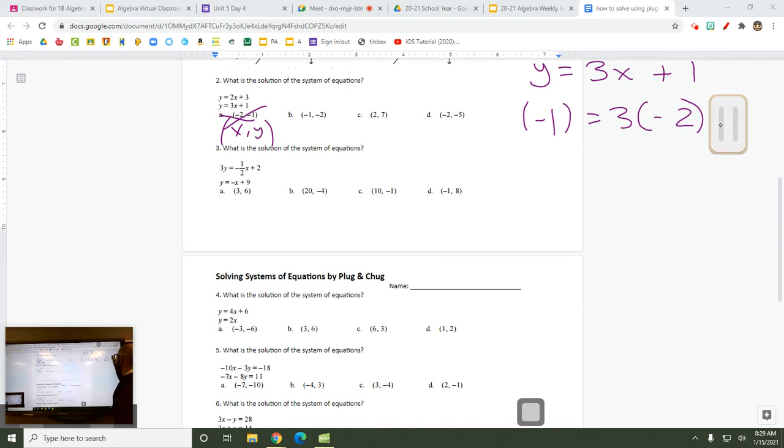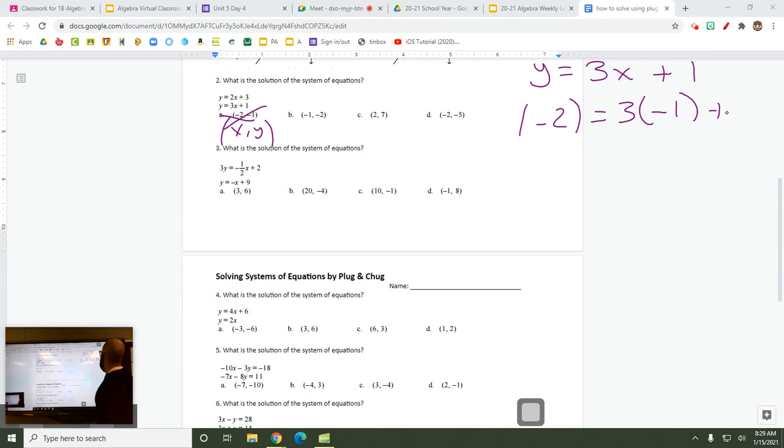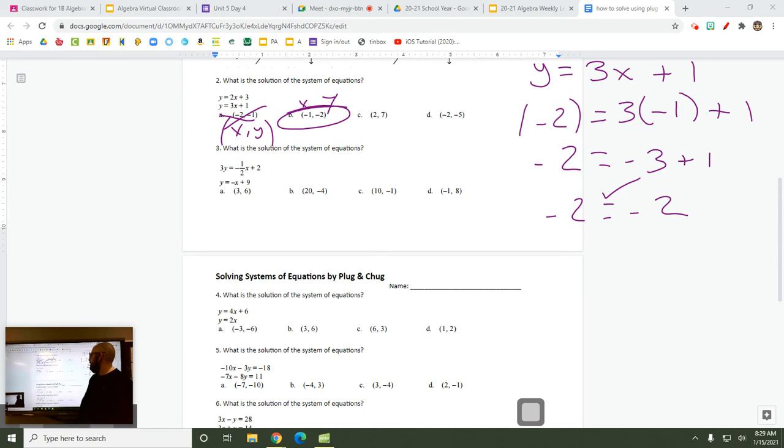All right, let's look at B. Let's sub in. Y is -2 equals 3 times -1 plus 1. So I have X and Y, and then we have -2 here. 3 times -1 is -3, plus 1. -3 plus 1 is -2. -2 equals -2. Therefore, B is our answer.